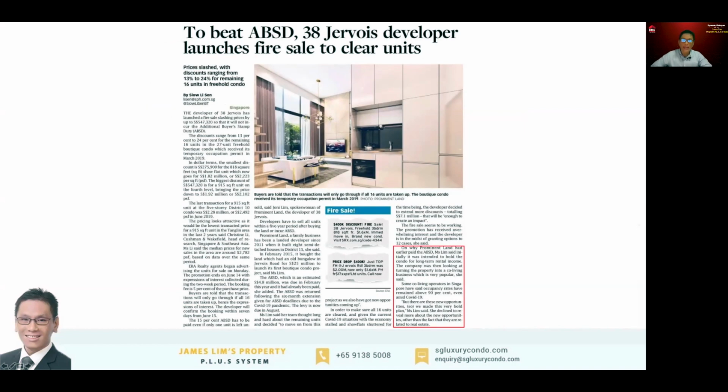Next, this is one example that happens during the COVID period. In order to beat ABSD, 38 Jovois is one development that they have to clear their stock. They just want to clear their stock out before they have to pay 30% stamp duty. As such, they are giving discounts ranging from 13 to 24%. Now, if we look at this article, they launched a fire sale slashing prices that will not incur the ABSD. Within 3 days, half of the development has been sold, where 16 of the 27 units of the freehold development were sold within 3 days.